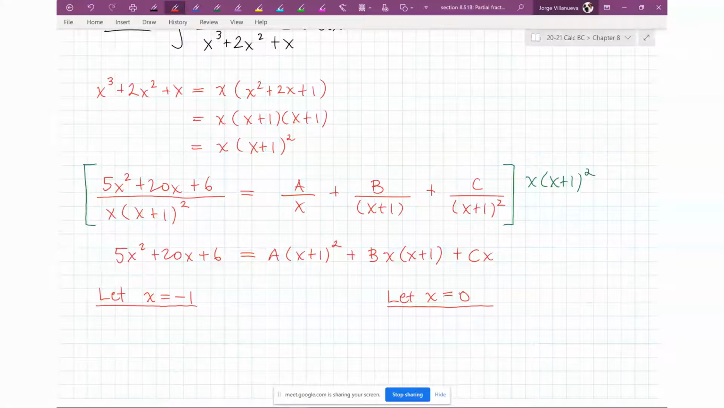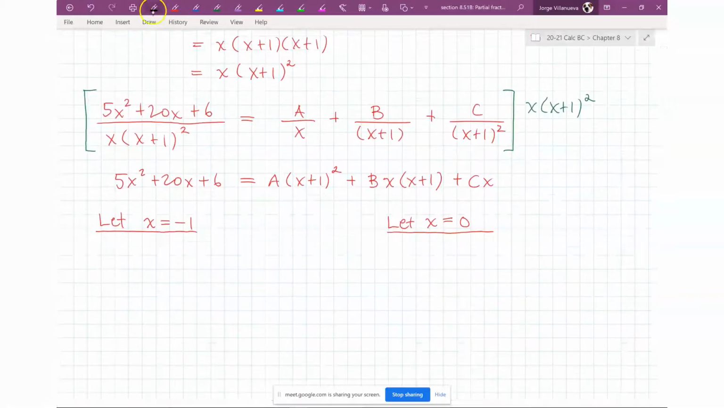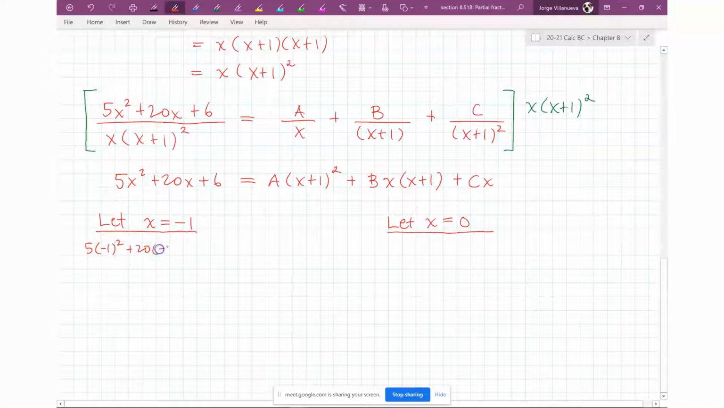So let's do the -1, okay? If I plug in -1 into my function, it's going to look like this. 5 times -1 squared plus 20 times -1 plus 6. That's this part right here, okay? I'm plugging it in because it is the equation. I got to plug it into that equation.